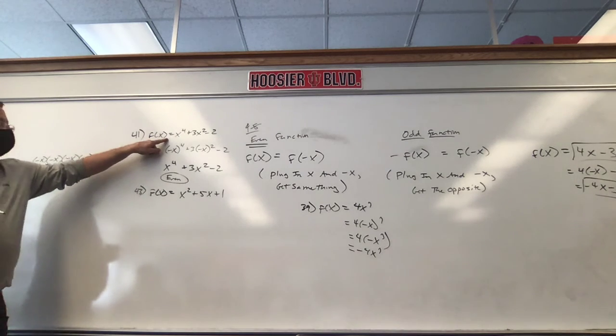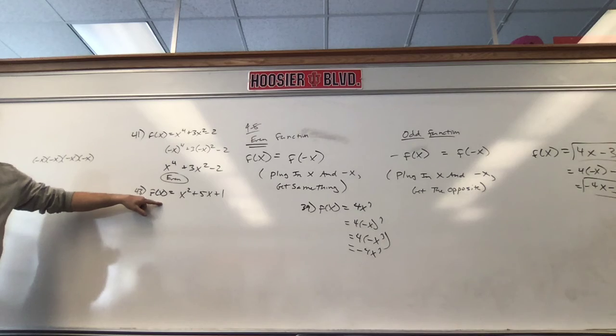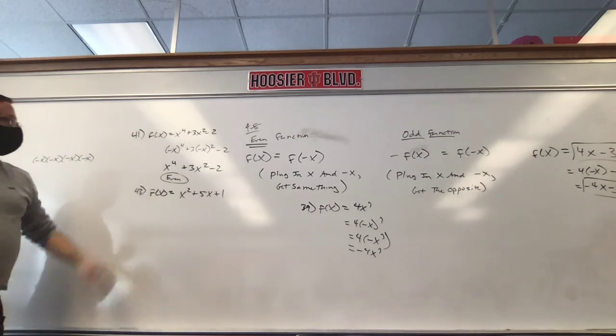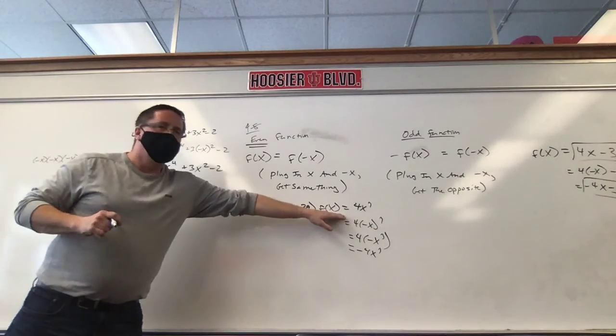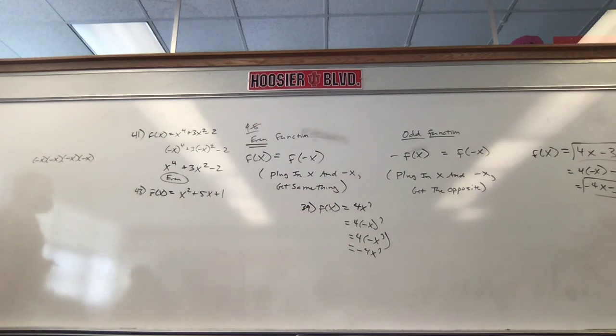Why was this one even? Because all the exponents were even. Why is this not even? Because all the exponents are not even, because this is a 1. Why was this one odd? The exponents are all odd. Why is this not odd? All the exponents are not odd, okay?